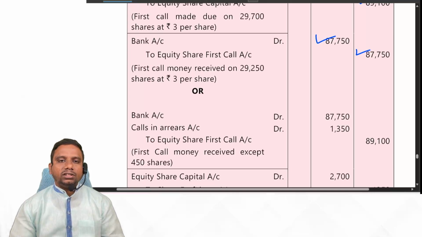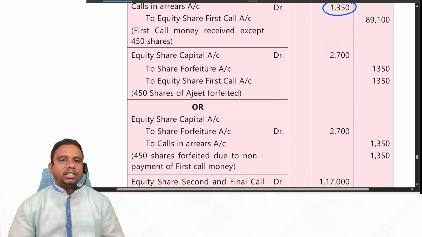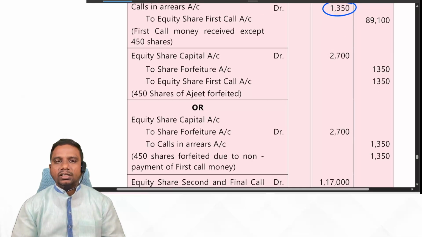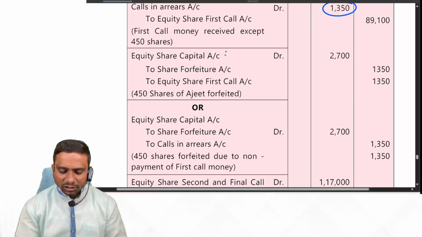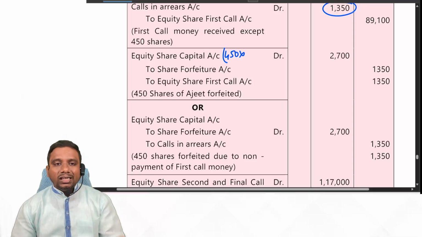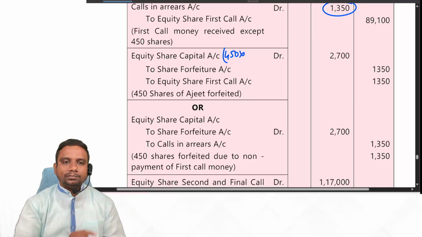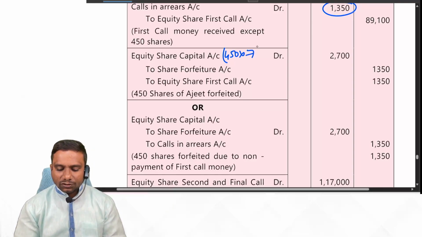Or else you can write this entry also. Arrears of rupees 1,350 you can transfer to calls in arrears. Now, his shares were forfeited, right? Yes. What is the forfeiture entry? Equity share capital account debit. How many shares are we cancelling? 450. What is the called up amount till first call? 7 rupees. 3 first call, 2 allotment, 1 application, 7 rupees.